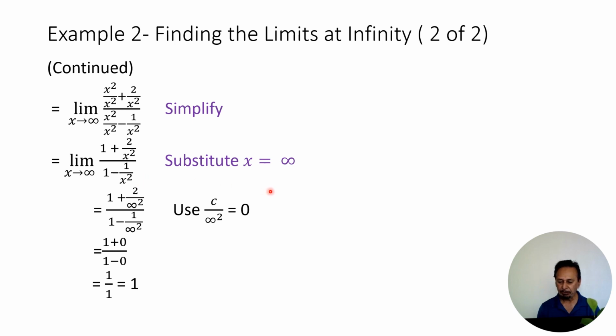Now we substitute x equal to infinity. So you will have 1 plus 2 over infinity squared, over 1 minus 1 over infinity squared. Now remember, a number divided by infinity to any power is 0. So you have 1 plus 0 over 1 minus 0. Now 1 plus 0 is 1 and 1 minus 0 is also 1. And 1 over 1 is 1. So the answer is 1.